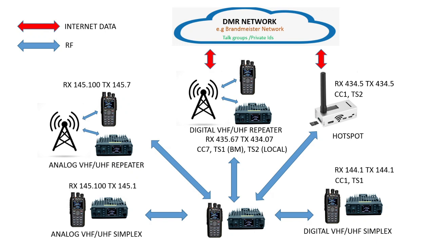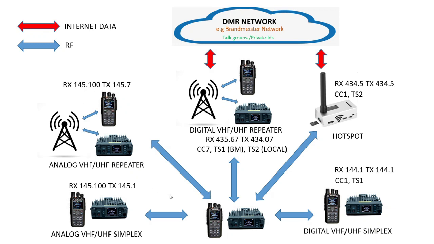For example, in my city, we use the frequency 145.1 to have a VHF simplex communication with other hams. Since it is a simplex communication, the RX and TX frequency is the same. So we transmit on 145.1 and we receive on 145.1 as well.